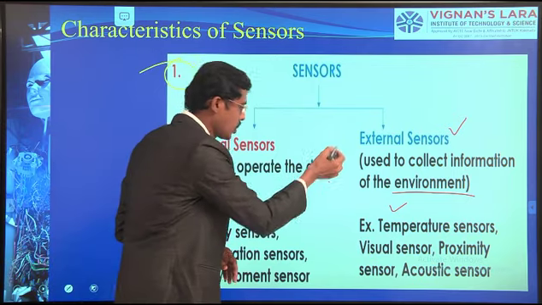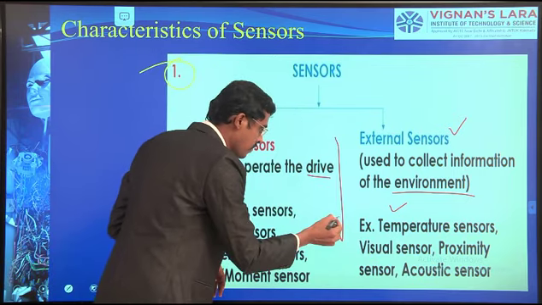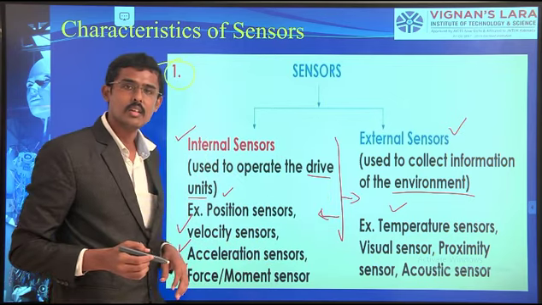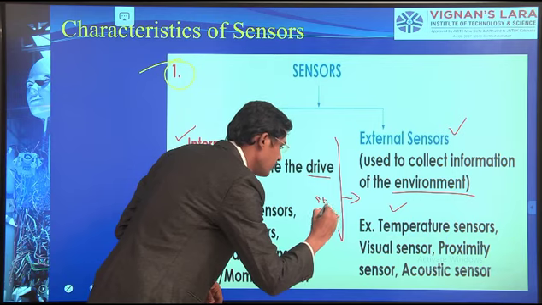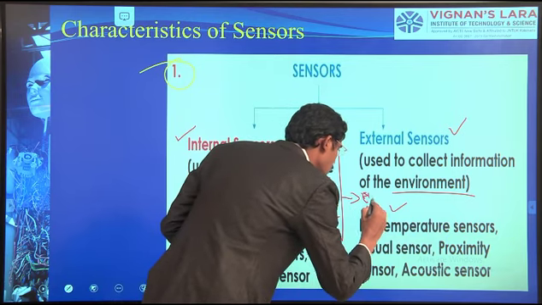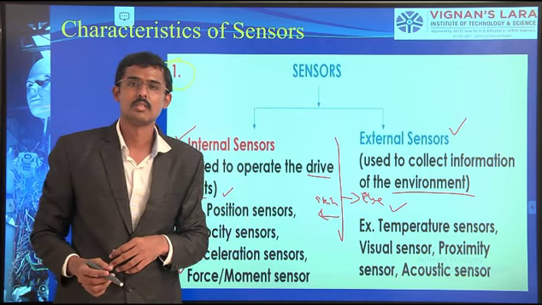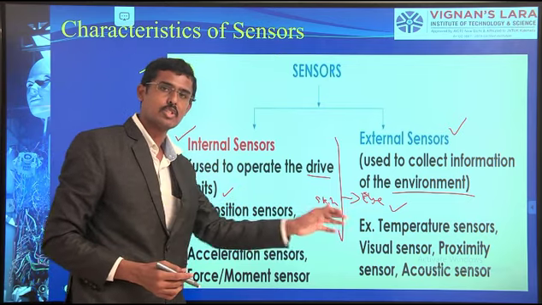So I have divided as a human being: my eyes belong to the external sensors, right, and my skin belongs to the internal sensors, right. So a few examples are given.